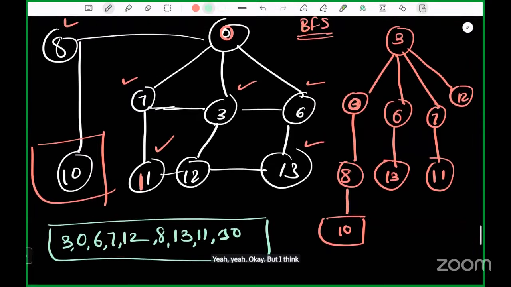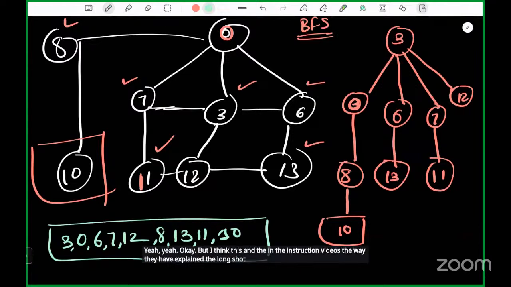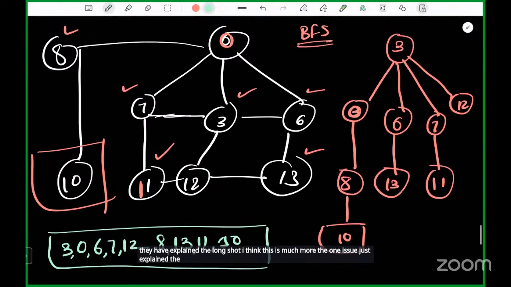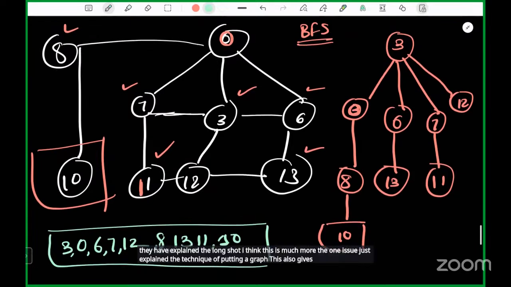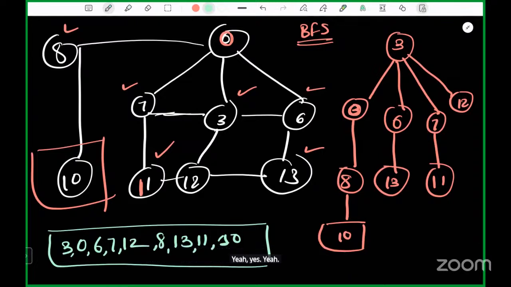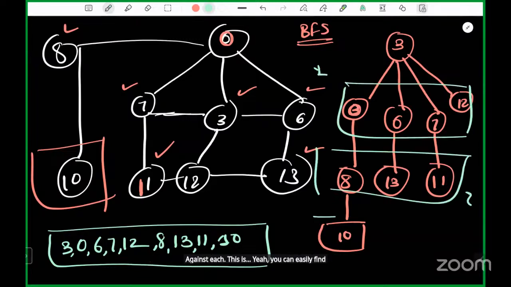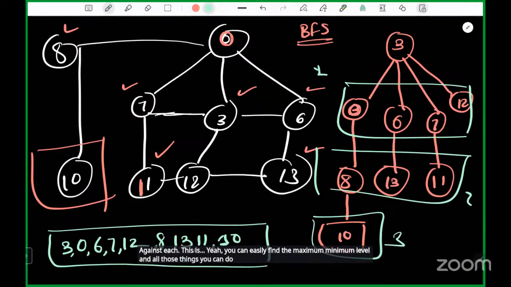In the instruction videos, the way they have explained the long shot, I think this is much more the one you should just explain, the technique of putting a graph. This also gives the level. Actually, if you can find what is the level against each, here these vertices will be of level 1. You can easily find the maximum, minimum level and all those things. Everything you can find.